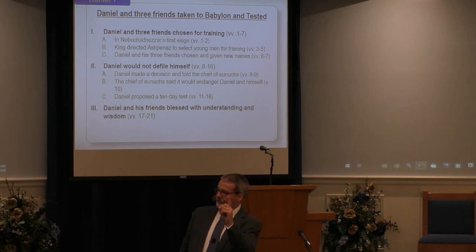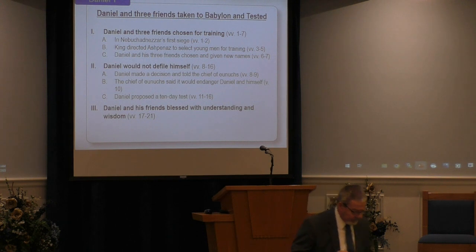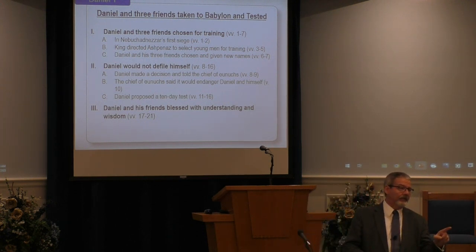Why? Not that God blocked it. Go ahead. Very good, very good. Go back to verse, here's the answer. Look at verse 8. Daniel purposed in his heart that he wouldn't defile himself. That's why the indoctrination didn't work.